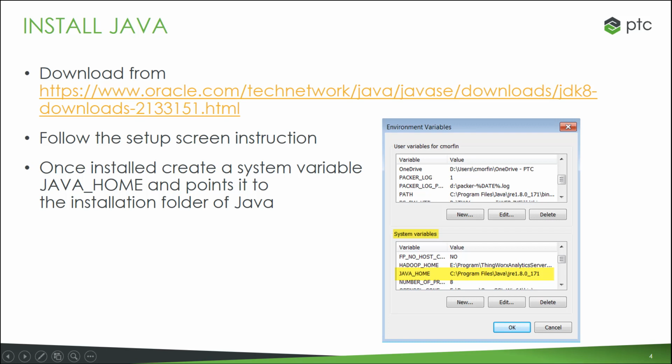Regarding the installation of Java, you simply need to follow the Oracle installer steps. Once installed though, you do need to create a system variable named Java Home that points to the installation directory of Java.